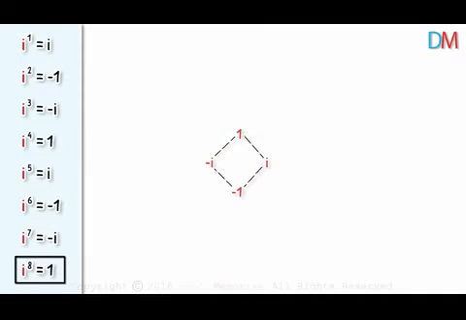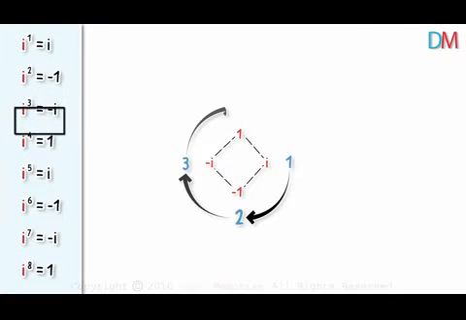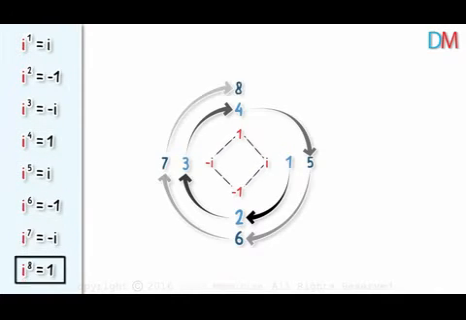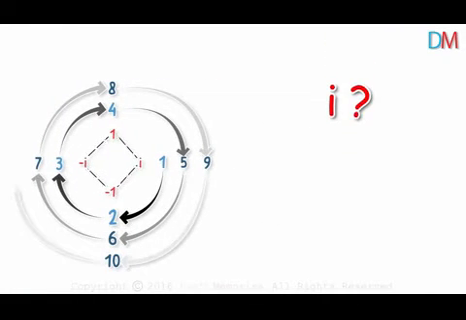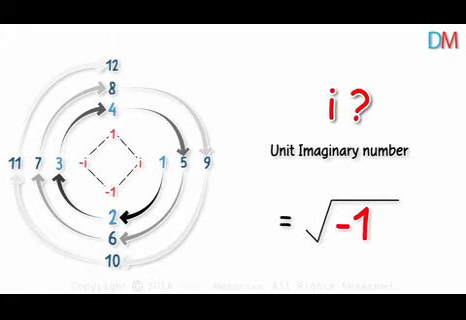This is one way in which we can understand it. First power, second power, third power, and fourth power. Then repeat. Fifth power, sixth power, seventh power, and eighth power. And this will go on. So what is i? It is just a unit imaginary number and is equal to the square root of negative 1. Why do I keep saying the word unit?